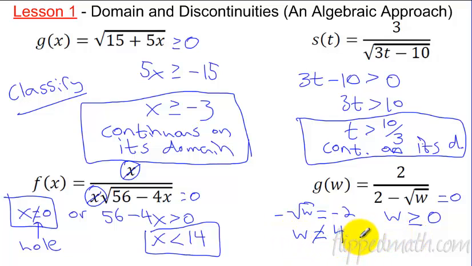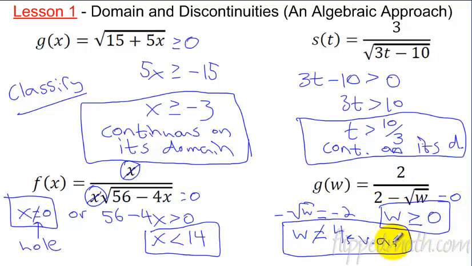That one right there is a vertical asymptote. So, or in other words, a non-removable. It does not remove. There's our domain and what type of discontinuity it is.